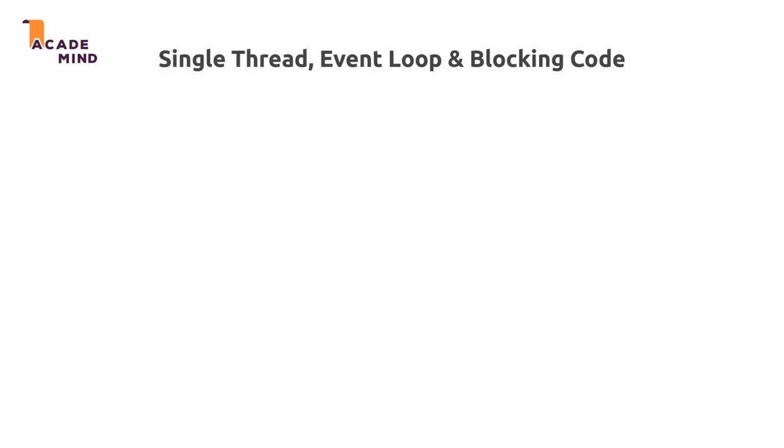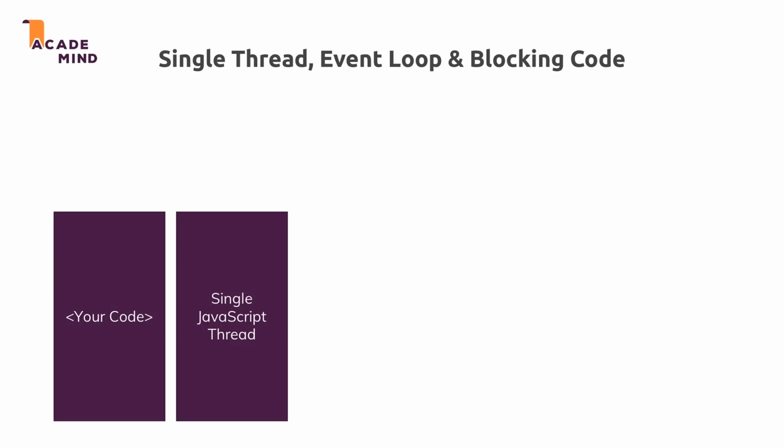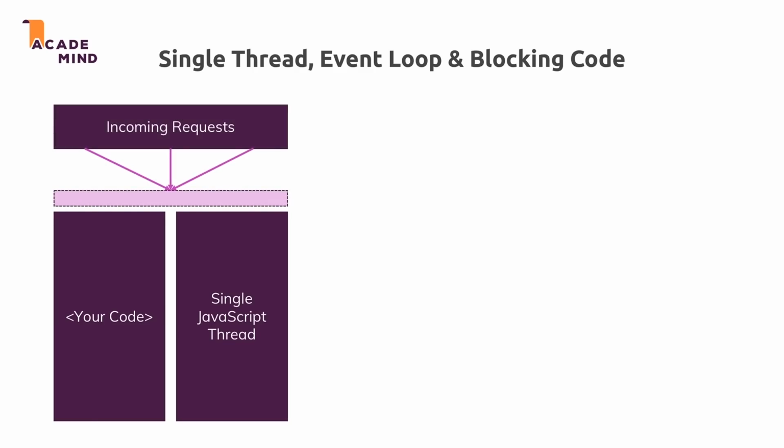So in our Node application, we have our code. And one important thing to understand and to really keep in mind is that Node.js uses only one single JavaScript thread. A thread is basically like a process in your operating system, you could say. So it's only using that one thread, and the obvious question is, how is it then able to handle multiple requests?